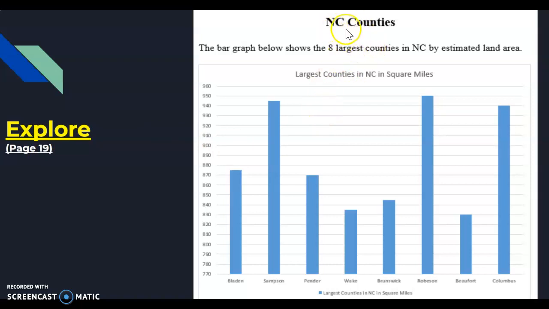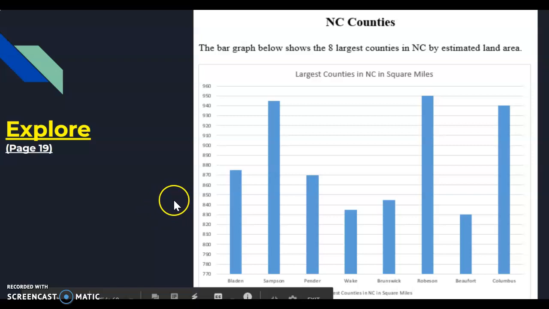And let's take a look at it. It shows North Carolina counties. The bar graph below shows the 8 largest counties in North Carolina by estimated land area. So I'll give you a couple minutes. I want you to take a look at it, and in just a few minutes, I want you to be thinking about what you notice and what you wonder about it.